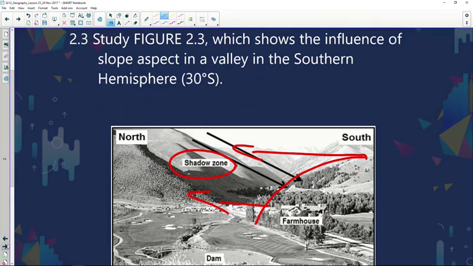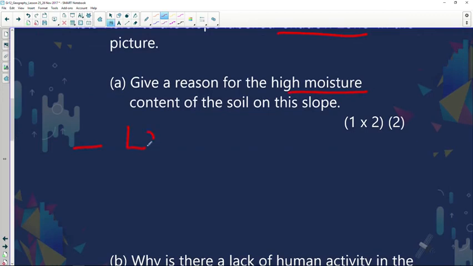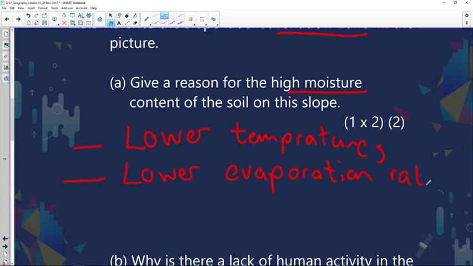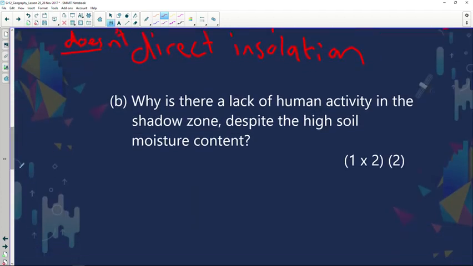So what can we write down there for the correct answer? We can write the following. They experience lower temperatures in the shadow zone. There's lower evaporation rates because there's less direct insolation. And it doesn't receive direct insolation. Okay, there's 3 reasons why it's got a higher moisture content.